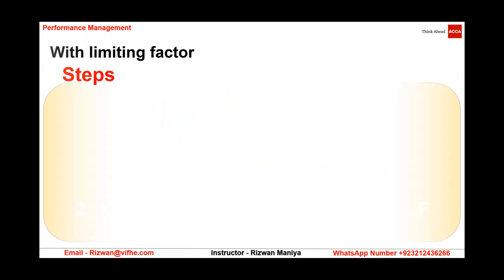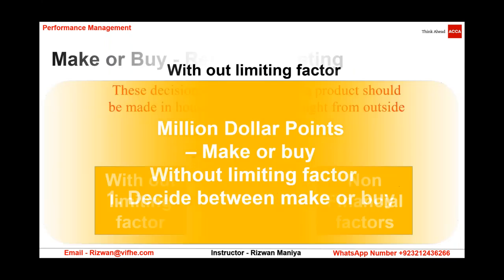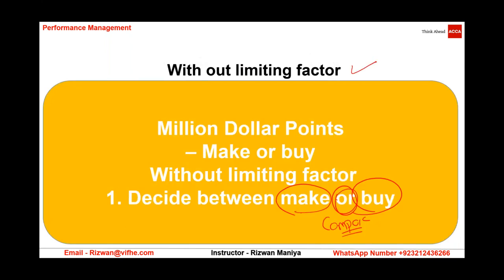Now, the million-dollar points. Remember this. Now this will make more sense. In the without limiting factor case, what do we have to keep in mind? We have to decide either to buy or to make. Come on, you repeat, everyone. Either to buy or to make. What is the million-dollar point in make or buy without limiting factor? Make or buy, right? Getting the point, everybody say yes.